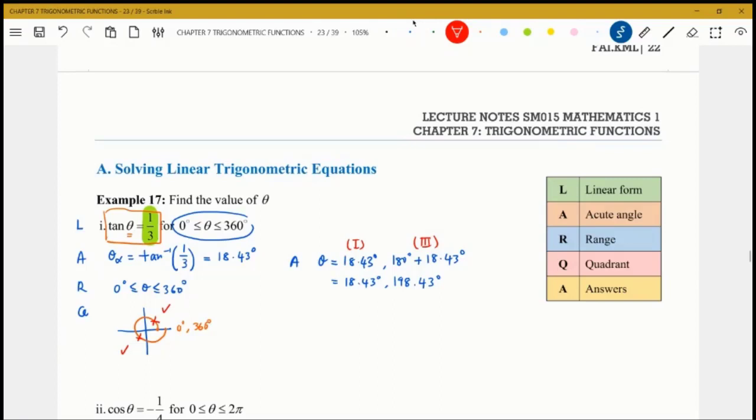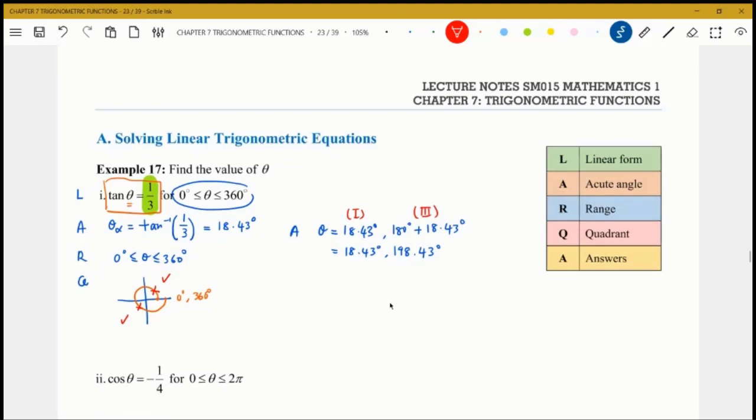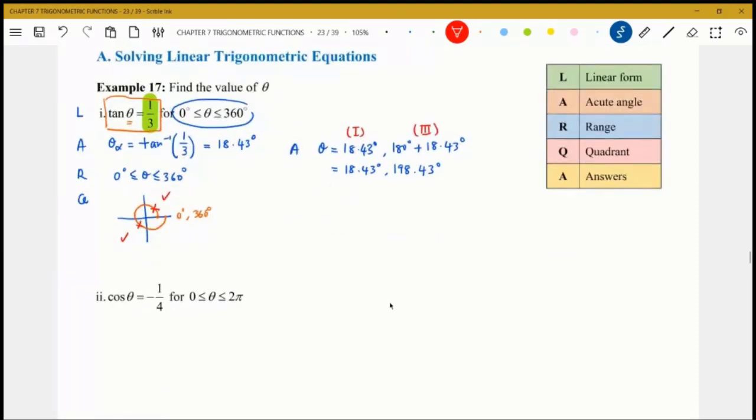Okay, so itu adalah example 70 part 1. Okay. Part 2 pula kita ada cos theta equal to negative 1/4. So kalau kita tengok dekat sini cos dia adalah kuasa 1. So it should be linear form. So L kita dah settle. So in order to find the acute angle is gonna be theta equal to inverse cos of.